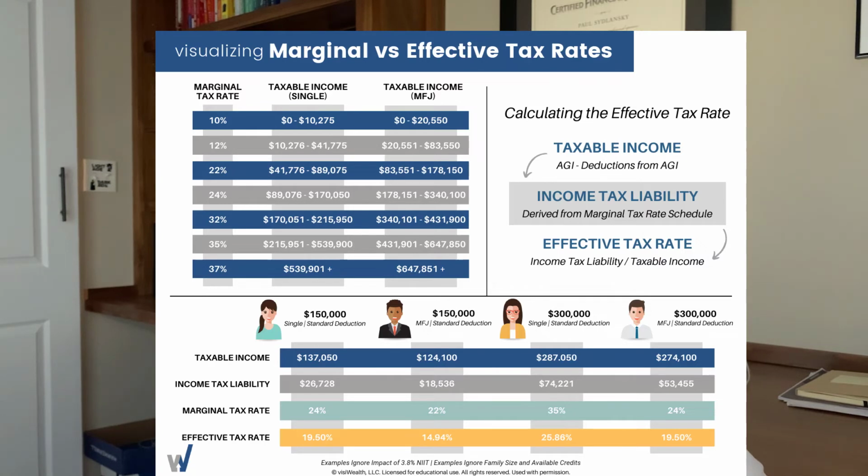Going to the right, you can see 2 more examples of taxable income of $300,000. One is in the marginal 35% rate, and on the far right is in the 24% marginal tax rate. The $300,000 earner, the single filer, has an effective tax rate of almost 26%, where the married filing jointly filer has about 20%. So again, understanding these differences is critical when planning for your taxes.